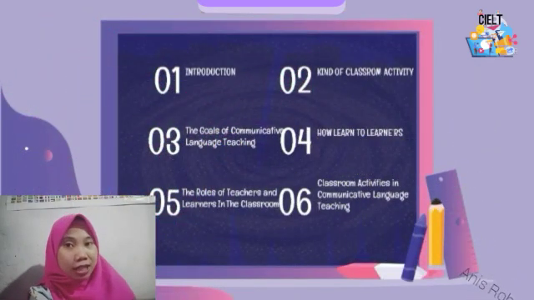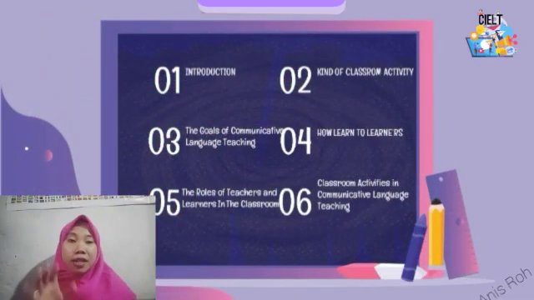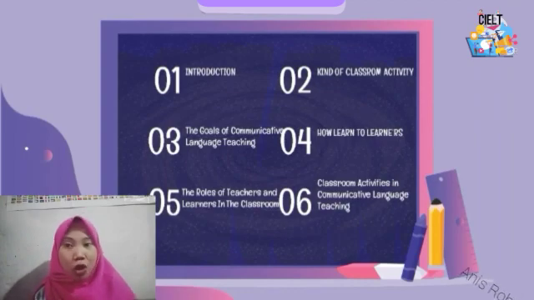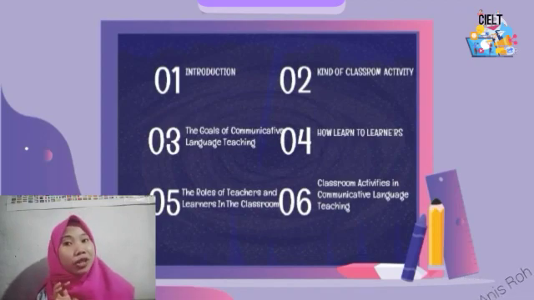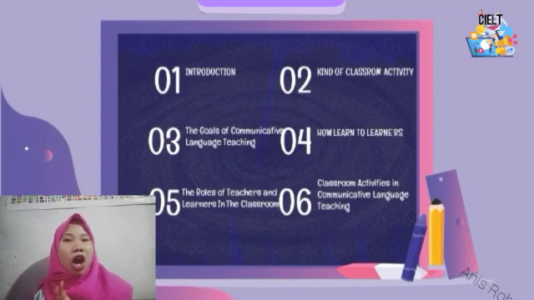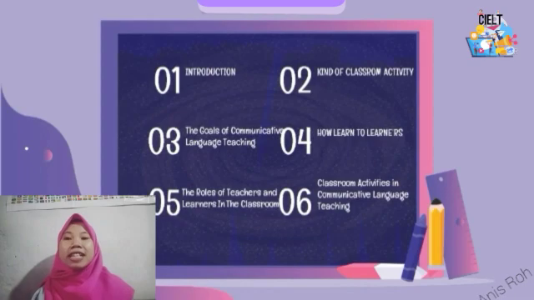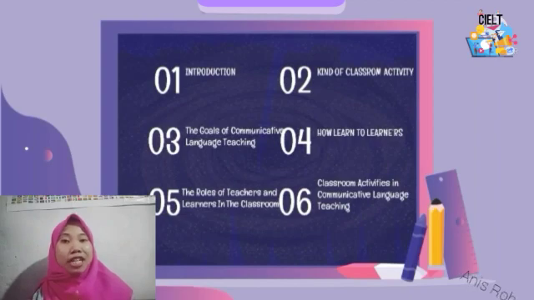So in this video, there is a table of contents. Number 1 is the introduction, and then the kinds of classroom activity, and number 3 is the goal of communicative language teaching. The next is how to learn, how learners learn, and then the role of teacher and learner in the classroom. The last is the classroom activity in communicative language teaching.